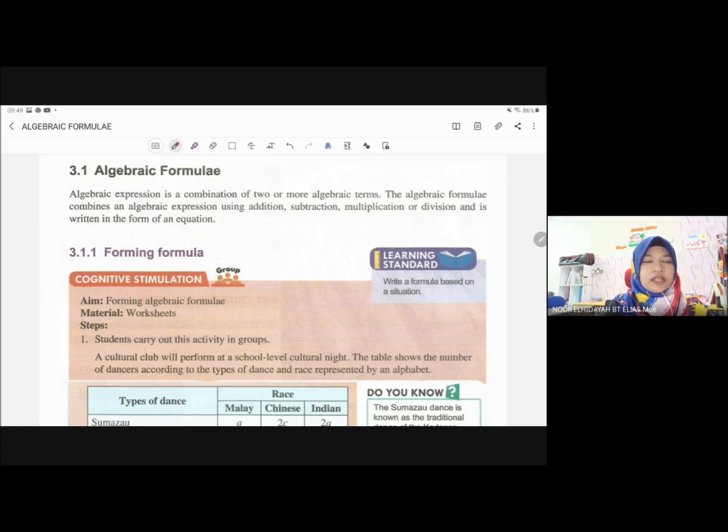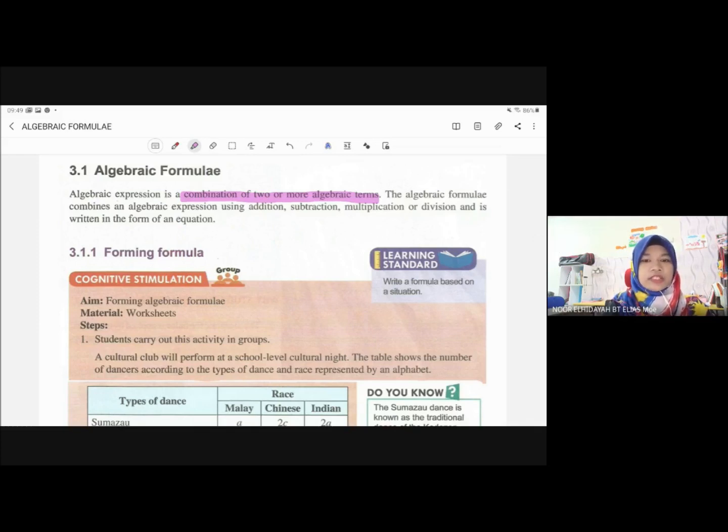In 3.1, you will cover algebraic formula. This chapter actually involves one subtopic only, which is algebraic formula. It is a very short topic. An algebraic expression is the combination of two or more algebraic terms, which you have learned in the previous topic. So the algebraic formula combines algebraic expressions.